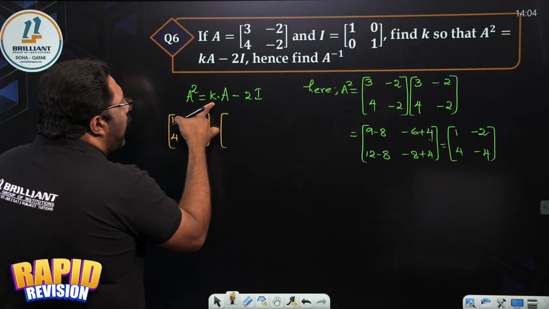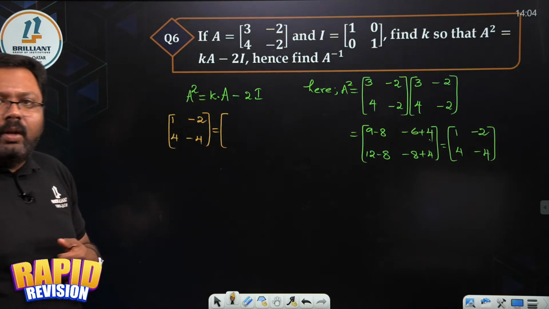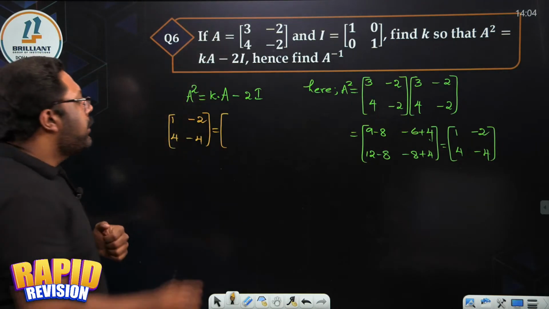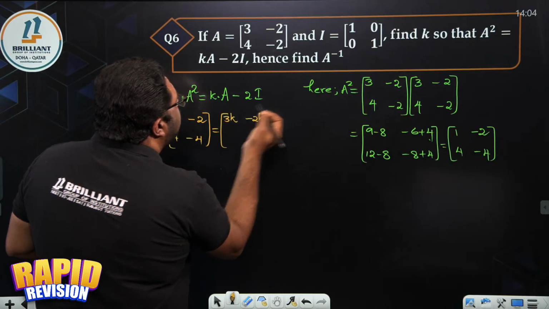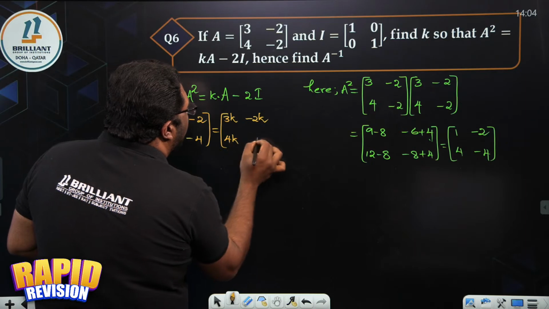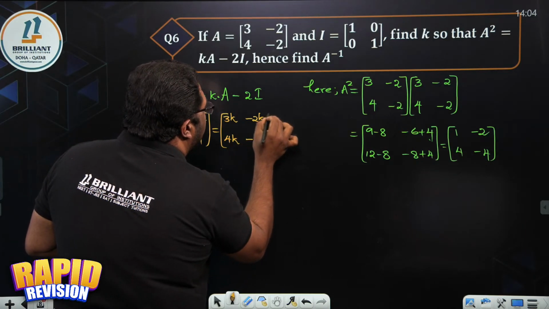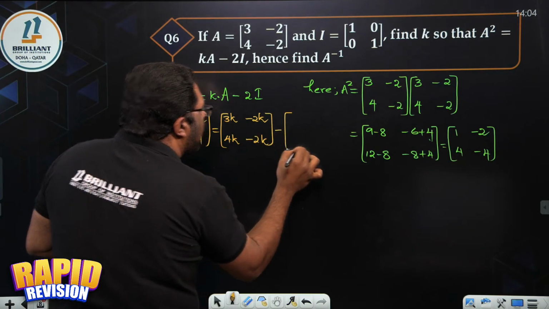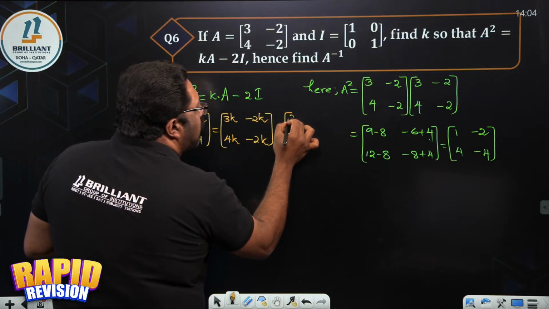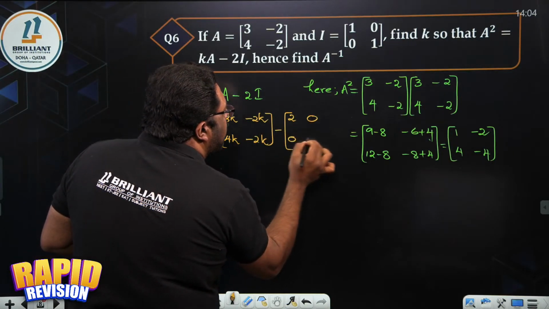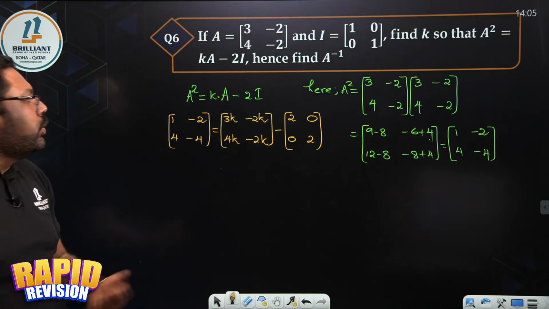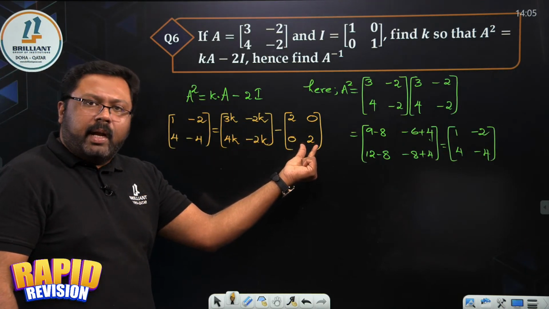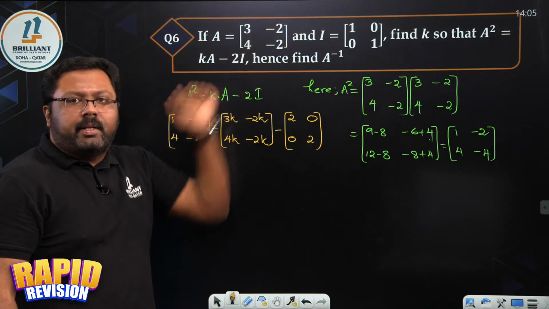Multiply k, which is a scalar value, with A. So you will get 3k, negative 2k, 4k, negative 2k, minus 2 times I. You know an identity matrix, right? 1 0 0 1, multiply with 2, 2 0 0 2. You have to take the 2 by 2 identity matrix because the question is 2 by 2.